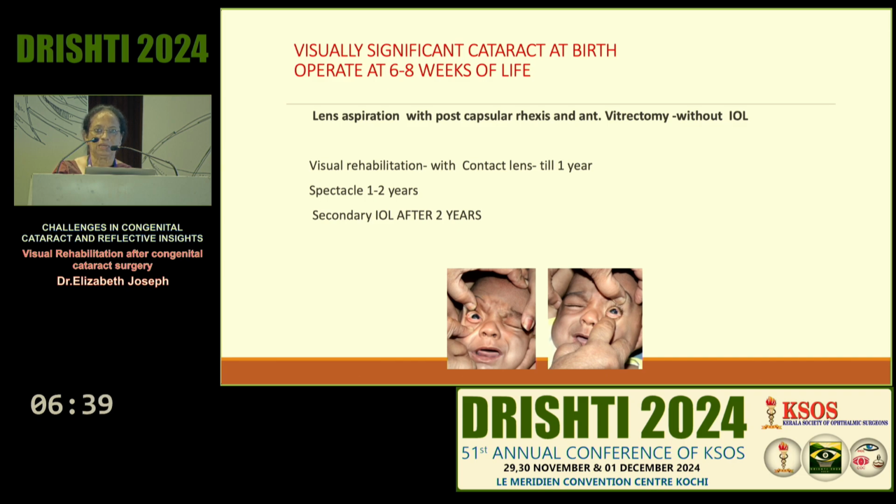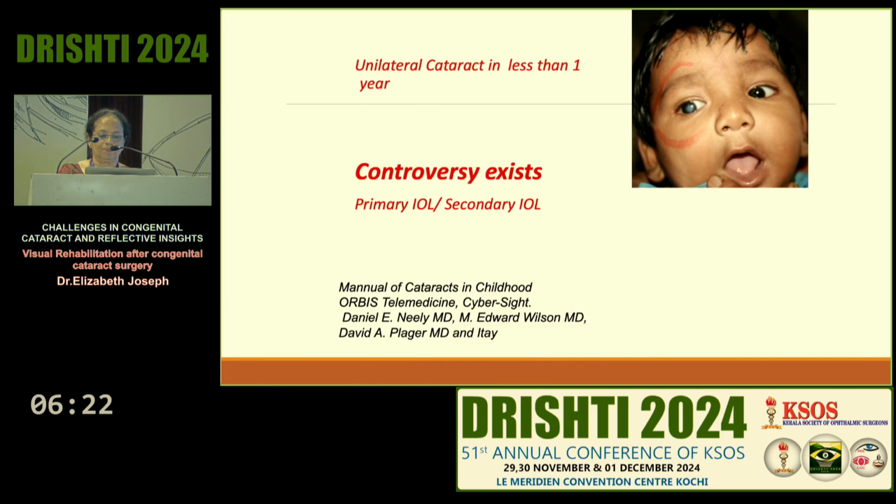Mind you, this is a bilateral cataract. The child is only 6 weeks. So, we usually do not put an intraocular lens. And visual rehabilitation is done with contact lenses at least till the child starts walking. When the child starts walking, you can shift to spectacles and secondary IOL later. That was about bilateral cataract.